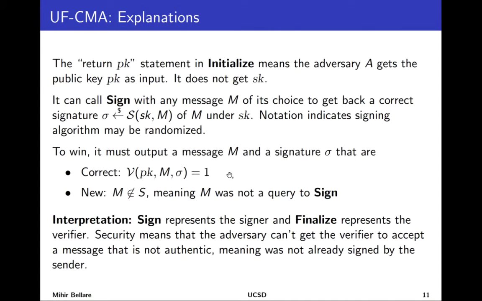To win, two things must be true. The adversary provides a message and signature which is correct in the sense that verification succeeds, and new in the sense that it was not a query to sign. Remember that these games are mathematical abstractions. In real life, the sign oracle represents the signer Alice, and finalize represents the verifier or receiver Bob. But we don't have to have that inside our formalisms.